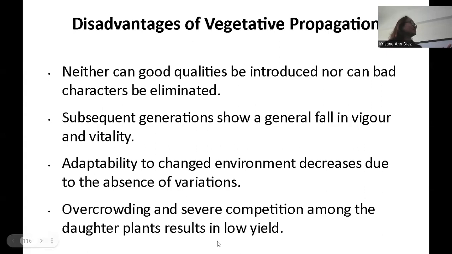Overcrowding and severe competition among the daughter plants will also result in low yield, if it becomes overcrowded. So, those are the advantages and disadvantages. And I guess that's all.